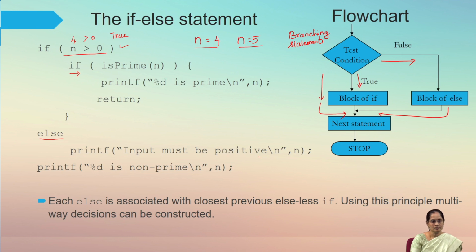Nowhere we can see that it is just returning the value. Whatever the case be, if it is prime, you will get the display as prime. If it is not prime, you will get the display as not prime after executing the else part also. So, each else is associated with the closest previous else-less if statement. So, using this principle, multi-way decisions can be constructed.